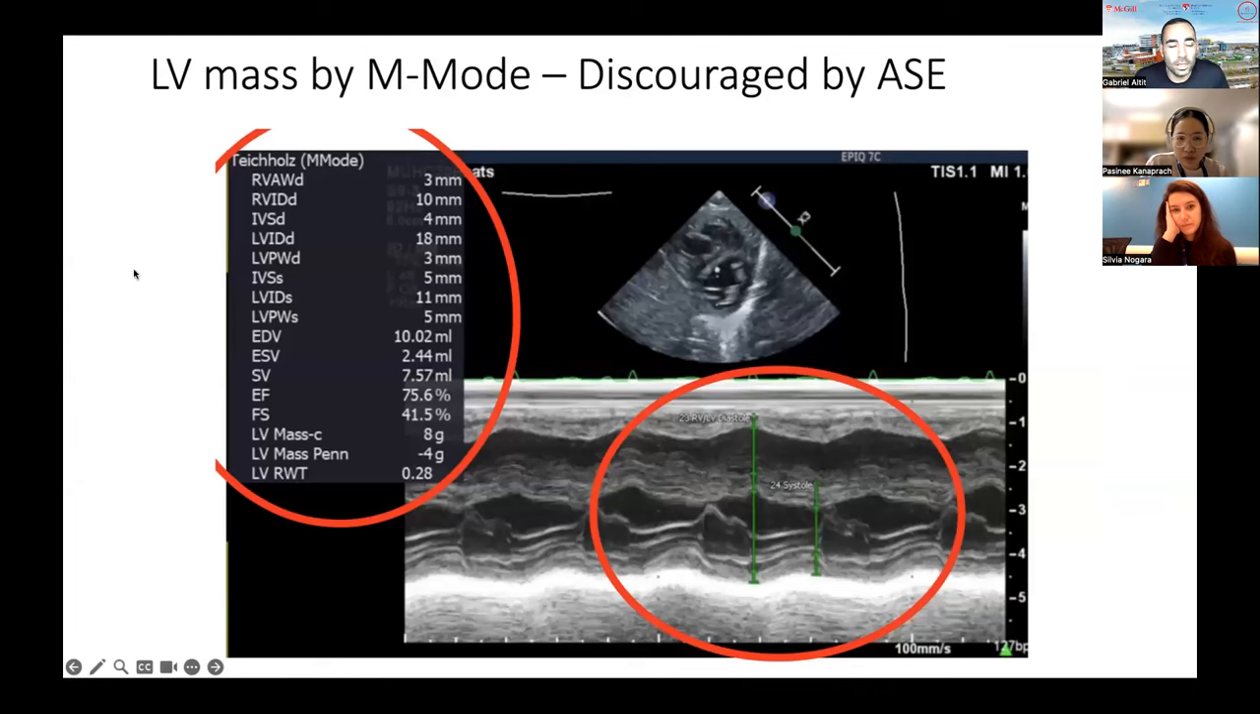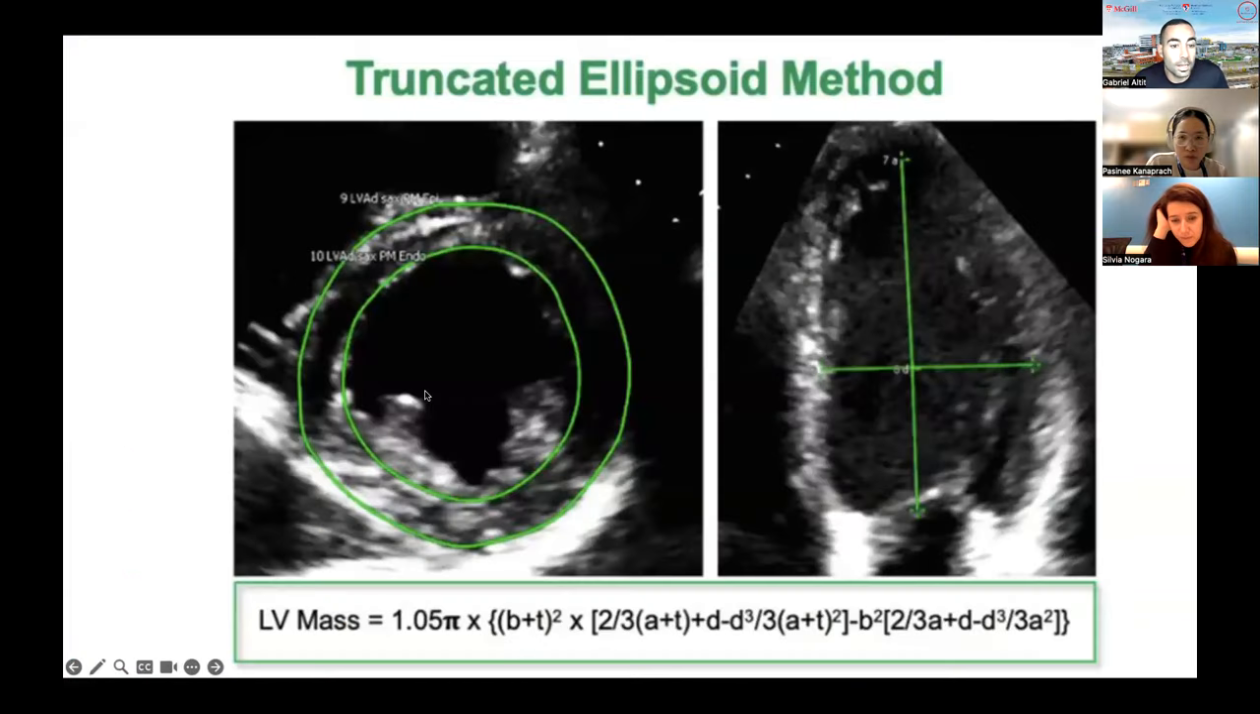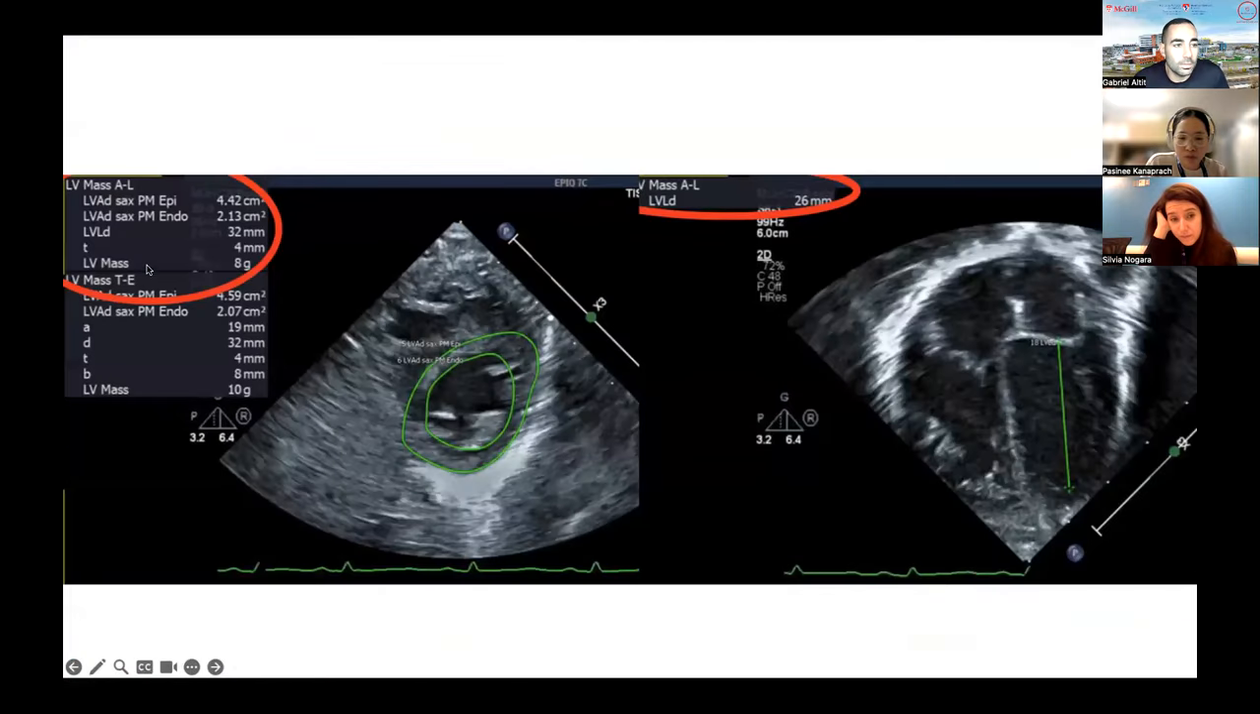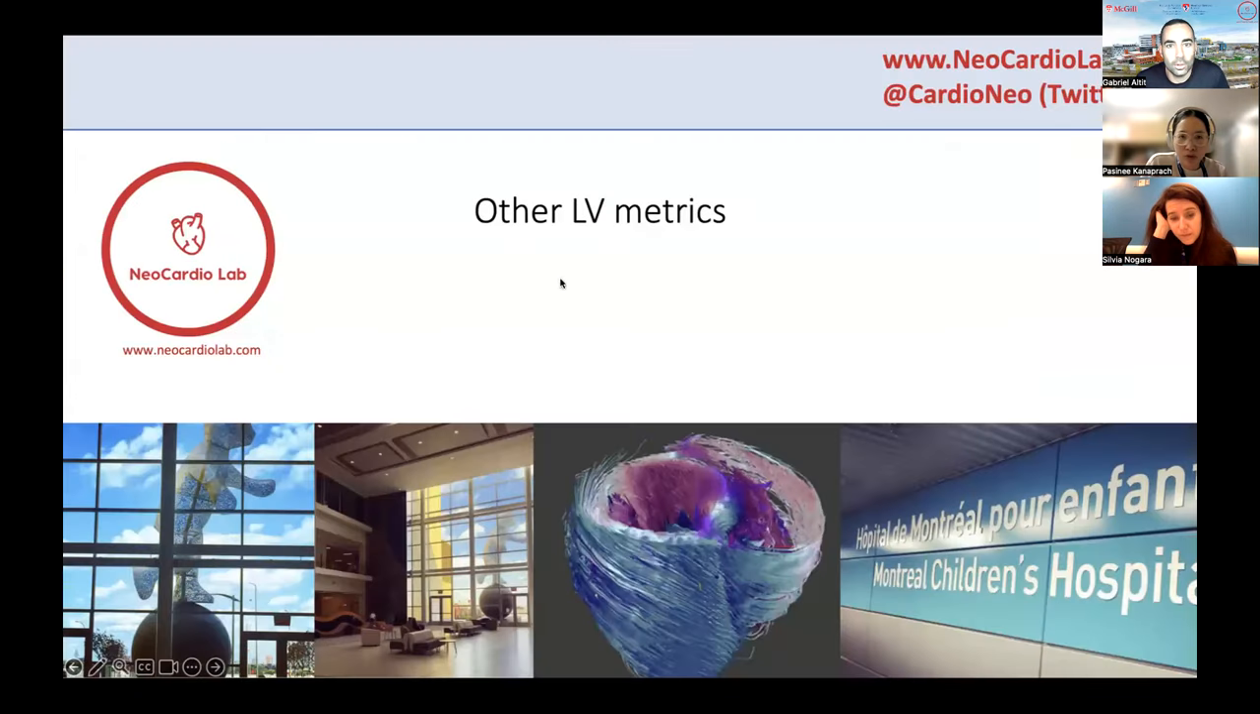Again, as I mentioned, you can use the M-mode, which will take into context the posterior wall here and the septum, and it will give you an assessment of the LV mass. So this patient, you can see, is 8 gram, which is similar and not so bad compared to what we got with the other method.